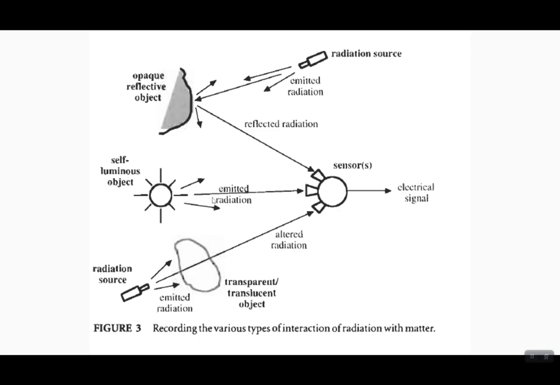In the case of a self-luminous object or the sun, the emitted radiation is coming directly into this particular device containing sensors. And there is another radiation source going through an opaque object, sorry, a transparent object. Opaque is this one, I'm sorry for that. This is a transparent object, so the energy is passing through this transparent object and going directly into this device containing sensors.